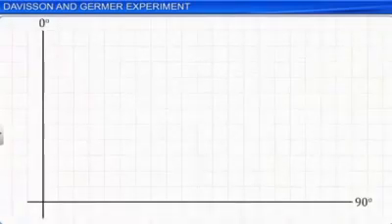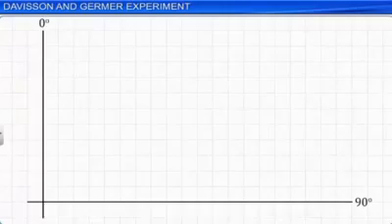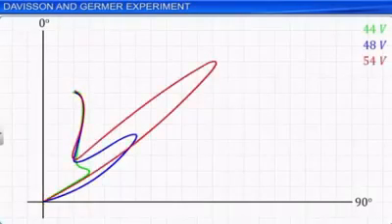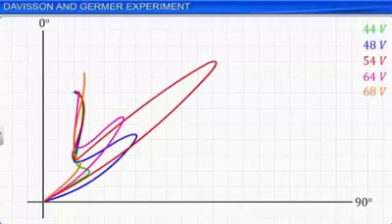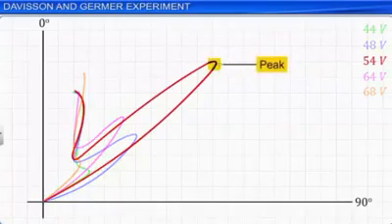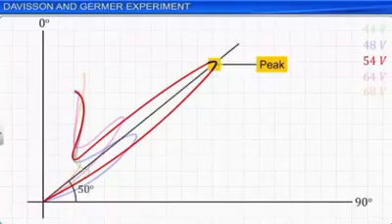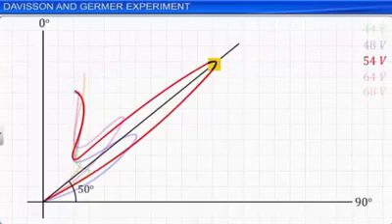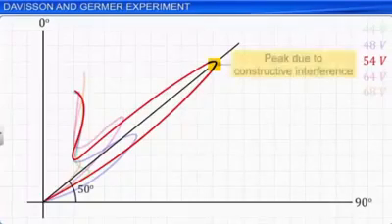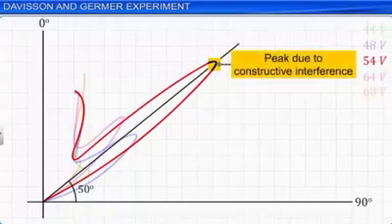This experiment was performed by varying the accelerating voltage from 44 volt to 68 volt. It was noticed that a strong peak appeared in the intensity I of the scattered electrons at an accelerating voltage of 54 volt and at a scattering angle theta equal to 50 degrees. The appearance of the peak in a particular direction is due to the constructive interference of electrons scattered from different layers of the regularly spaced atoms of the crystal.